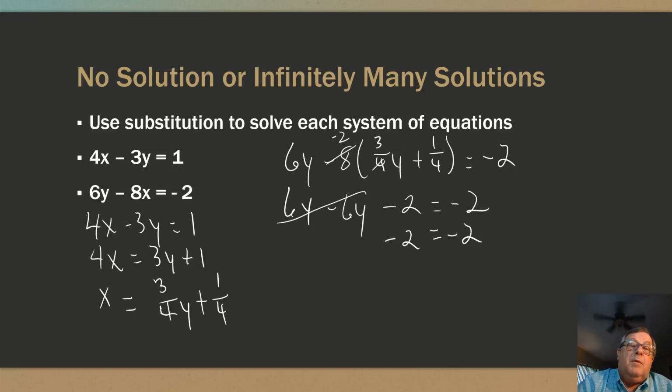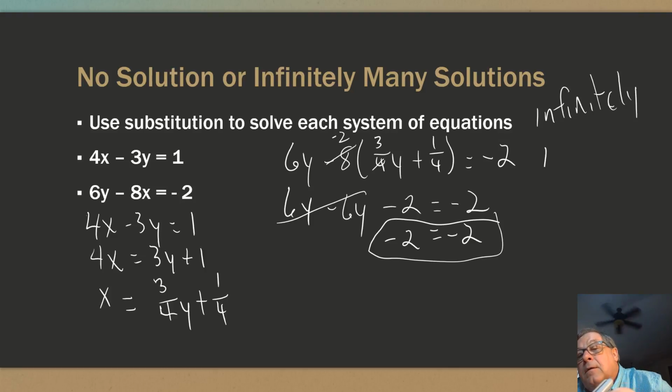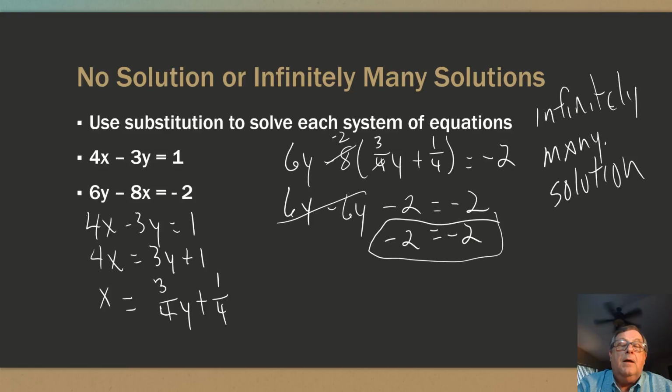So similar to the previous example, where all my variables canceled after substitution, this time I end up with a statement that is true. Negative 2 does equal negative 2, and so there are infinitely many solutions. Now, there's more than one way to skin a cat on this thing, and I just want to go over that.